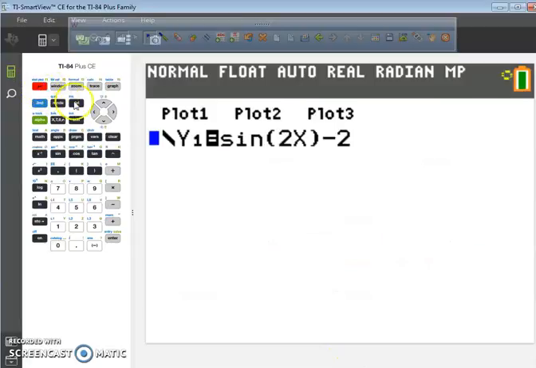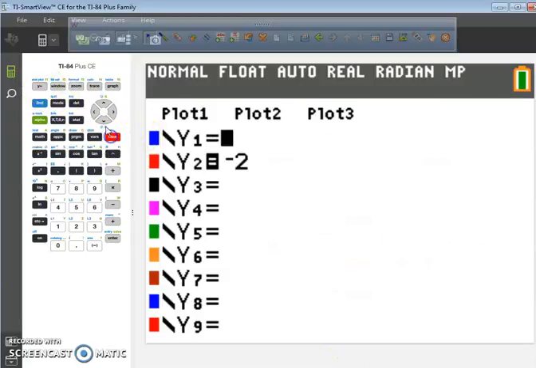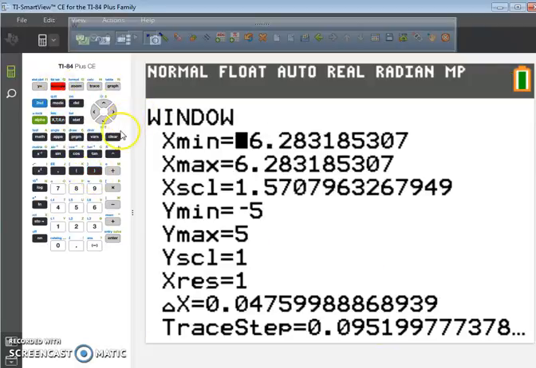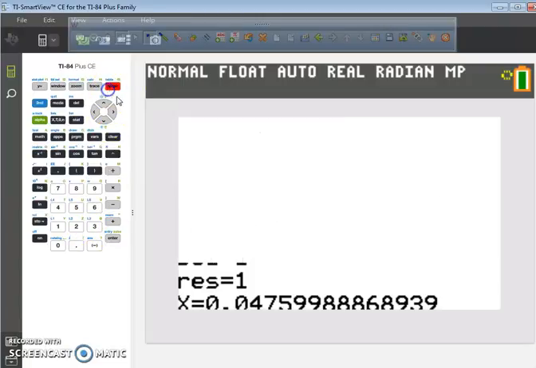I'm going to clear this out. I just want you to type in y equals the sine of x, just like that. Go to your window though, we're going to change the window settings right here. Instead of a y minimum of -5, change it to a -2, and change the maximum to a +2. So when you hit graph, this is what you see.